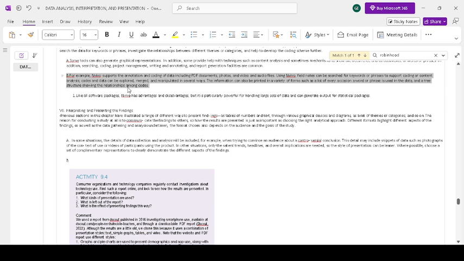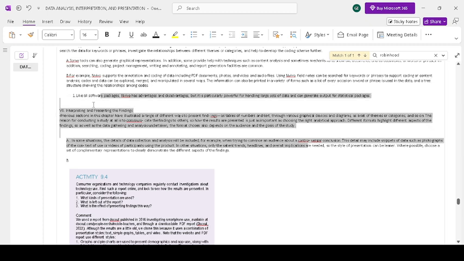Codes and data can be explored, so you're trying to dig more, merged, combined, and manipulated in several ways: delete, update, create, or read. The information can also be printed in a variety of forms, such as lists of every occasion a word or phrase is used in the data, and a tree structure showing the relationship among codes. Like all software packages, NVivo has advantages and disadvantages, but is particularly powerful for handling large sets of data and can generate output for statistical packages.